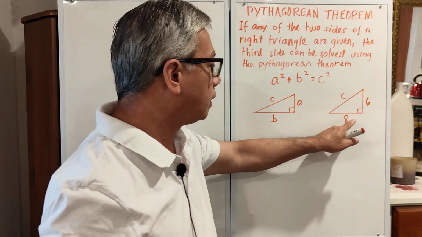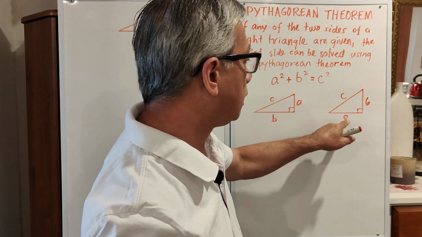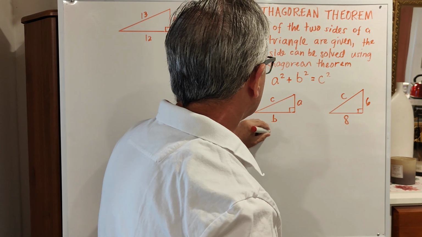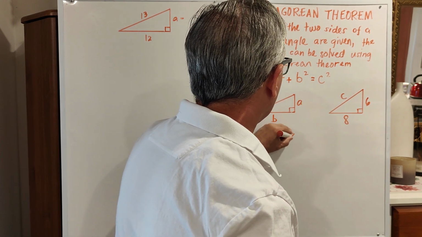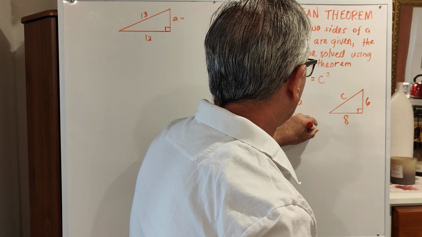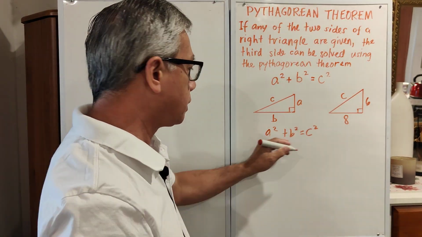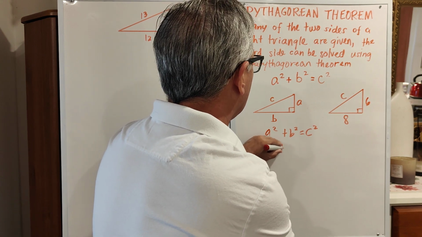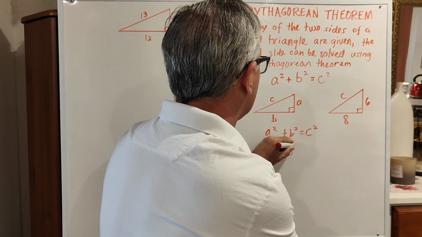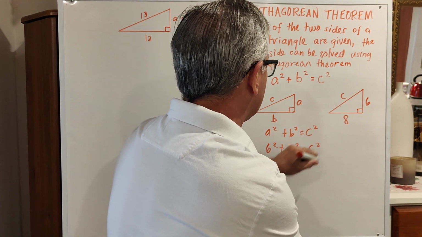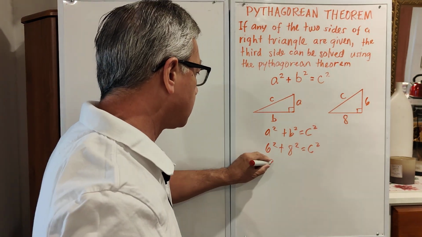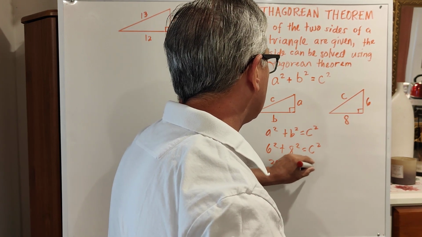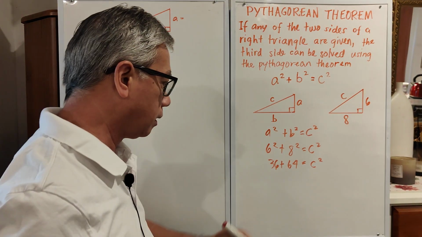For example, we have a right triangle, and 6 and 8 are two of the sides. You can solve for C by applying this formula. Substituting the values, A is 6, B is 8: 6 squared plus 8 squared is equal to c squared. 6 times 6 is 36. 8 times 8 is 64, is equal to c squared.